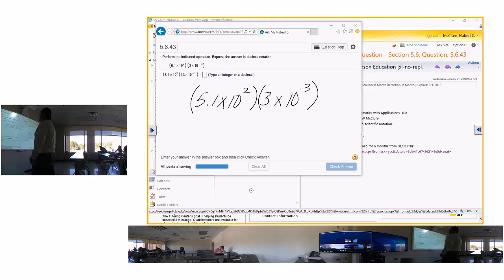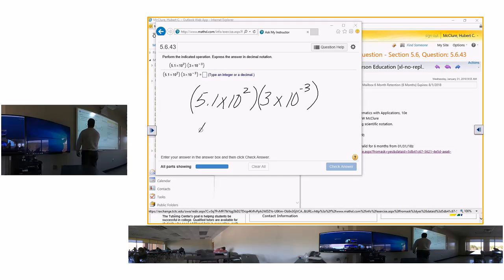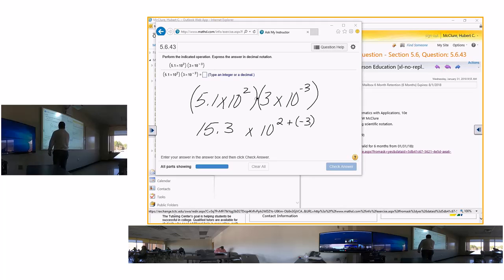What's 5.1 times 3? Good job. You should not need a calculator for that. Times 10, and I'm going to put this up for you. 2 plus what? Negative 3. Why is it plus? Because you're multiplying. You're multiplying right here. If they squish together and nothing between them, that means you're multiplying.